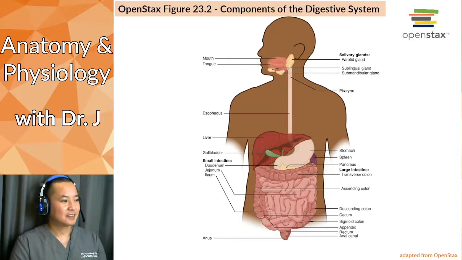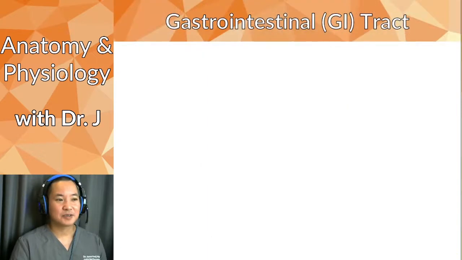Okay, so what do we see here? Well, we have an overview of your digestive system and the different structures and organs and their arrangements and locations in the body. Now let's talk about the gastrointestinal tract, or simply called the GI tract.